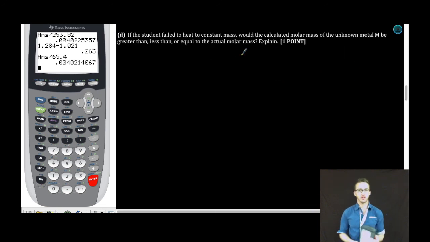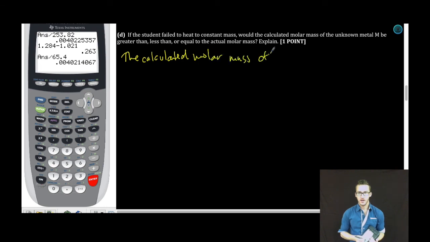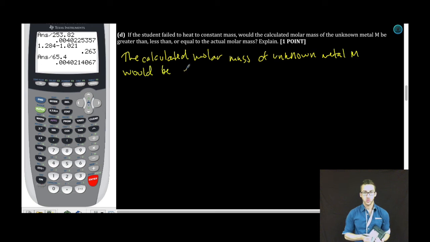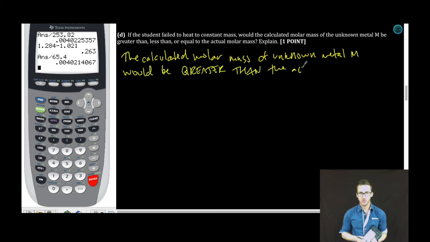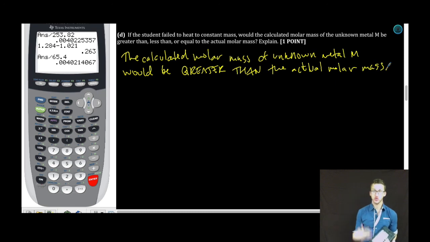So a lot of times on questions like this, it's important to go back to the earlier part of the problem where you actually calculated the thing that you're being asked about and think about how the measurements you made would change given the conditions you're provided in the question. So let's answer this. Molar mass of unknown metal M would be greater than the actual molar mass. Boom. Okay, so we've answered the question, greater than.